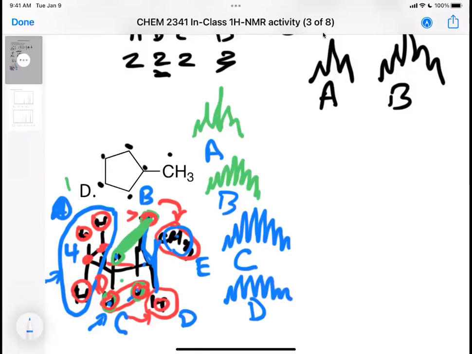1, 2, 3, 4, 5, 6, 7, 8. And these hydrogens are only adjacent to this hydrogen by 3 bonds. So E is going to be a doublet.